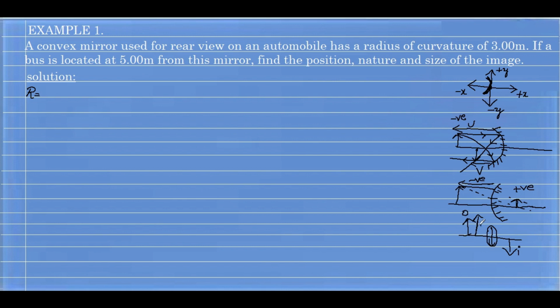So above the principal axis it is taken as positive, and whatever object or image comes below the principal axis will be negative. Fine. So these are the sign conventions.